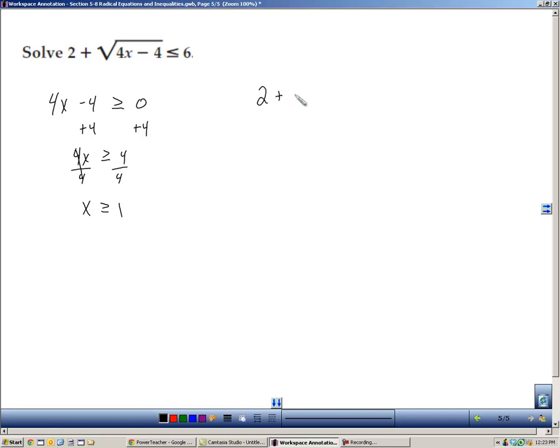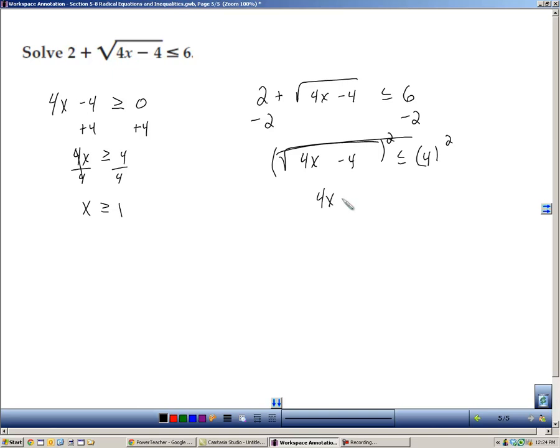Now we'll solve the inequality just like normal. We'll try to isolate the radical, and we'll square both sides. So we'll move the 2. Square the left side and the right side, because the square and the square root will cancel. So 4x minus 4 is less than or equal to 16. Add 4. So 4x less than or equal to 20. And then divide both sides by 4. So we end up with x less than or equal to 5.